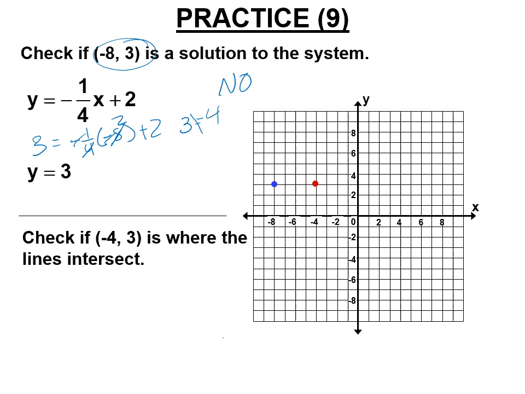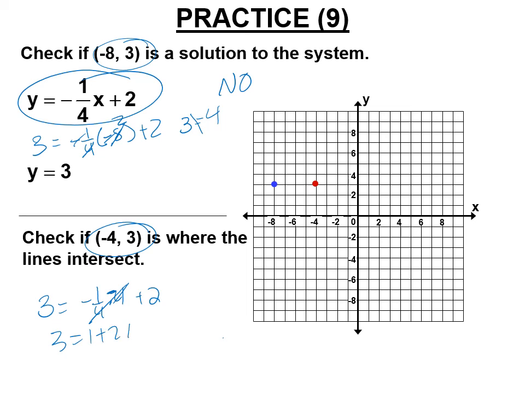Let's see if we can check if (4, 3) is correct. Here we're going to put 3 in for y. I'm putting it back into the top one. 3 equals -1/4 times -4. This looks better. The two negatives cancel out and you get +1 plus 2, which is 3. Yes, that's the one. (4, 3) right there is where the two lines intersect. Okay, this is y equals 3, the red one.